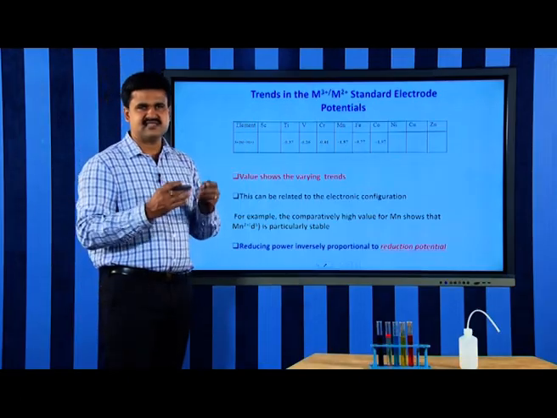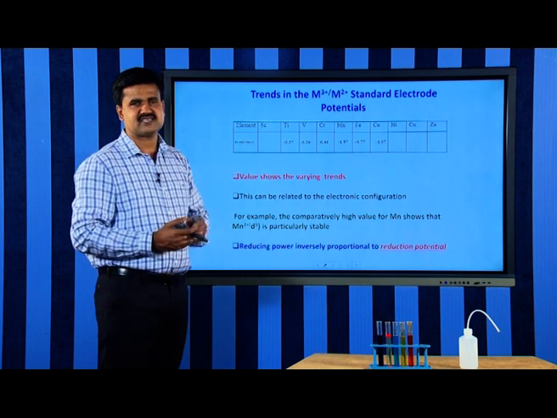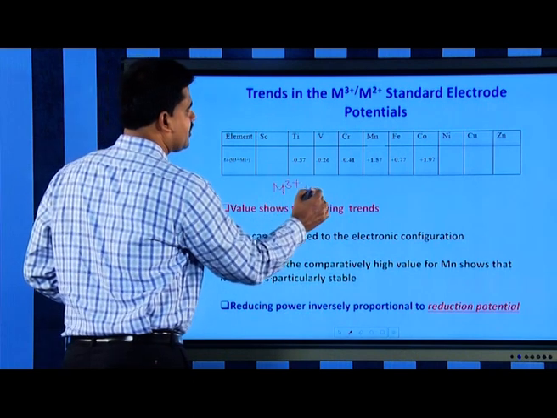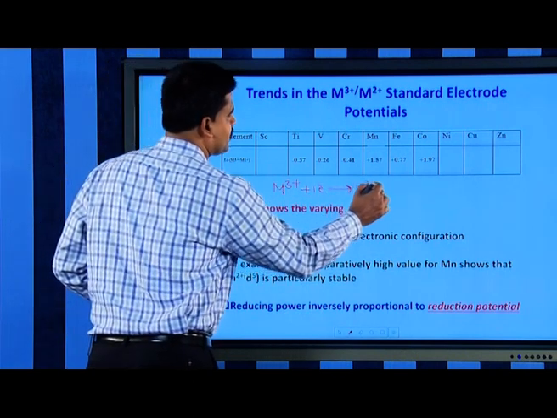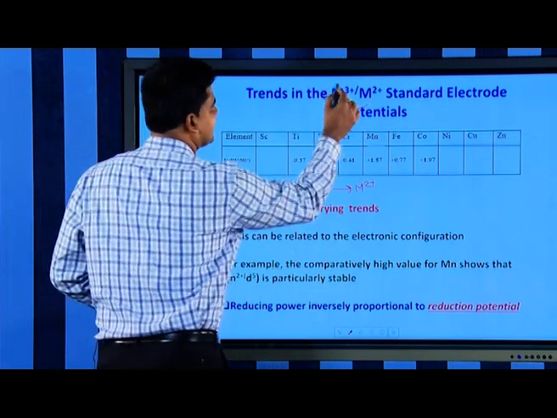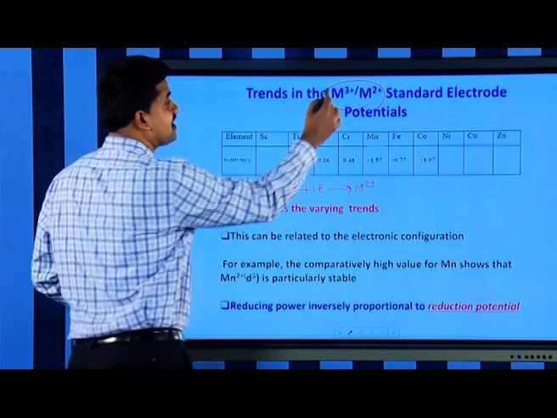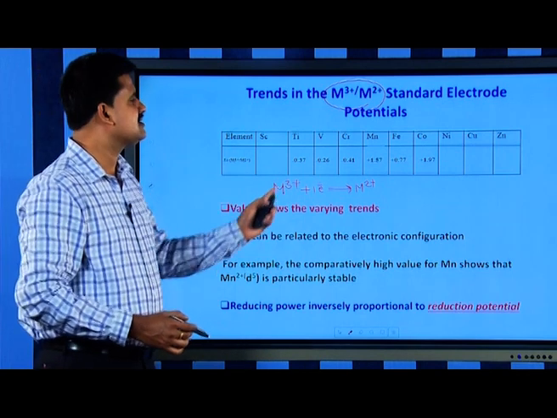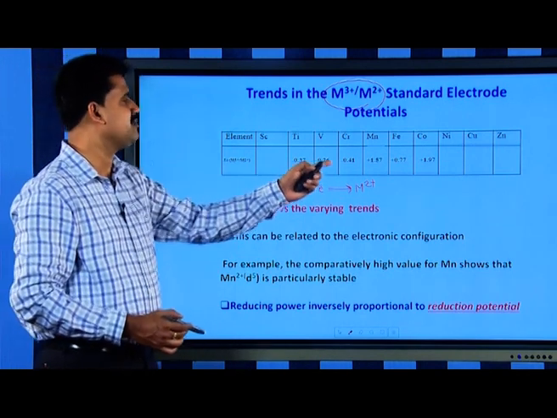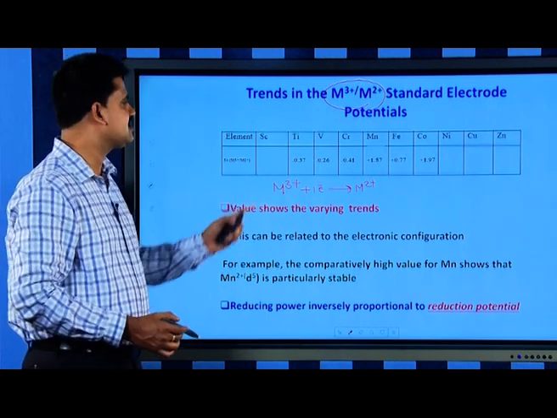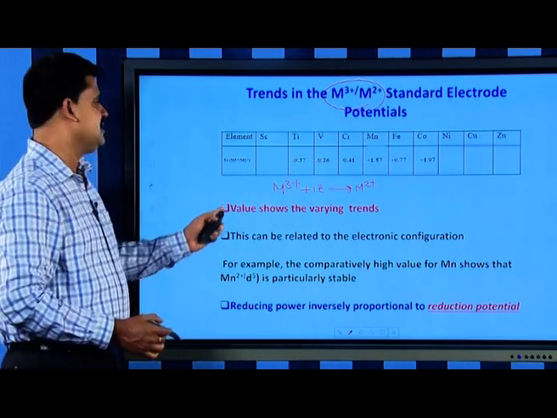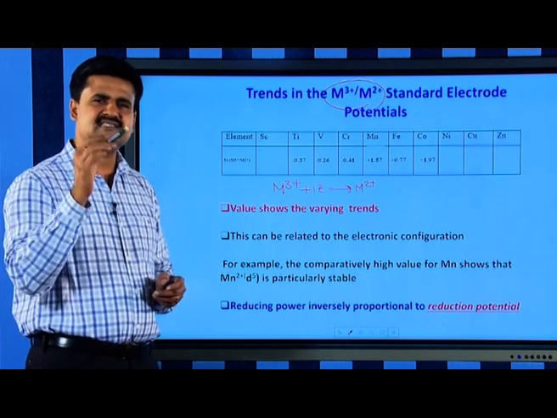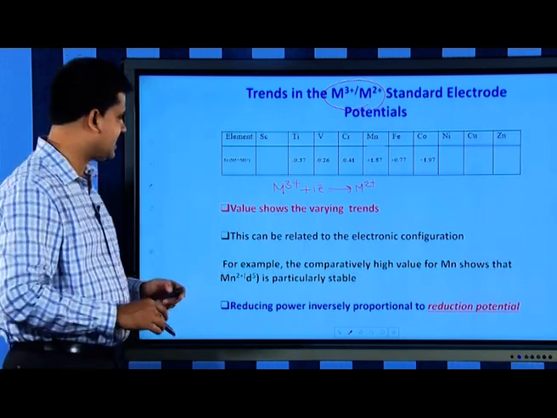This represents the trends in standard reduction potential for the conversion of metal 3+ ion to metal 2+ ion. That is, the trends in reduction potential for the conversion of trivalent cation to divalent cation are shown here, and some elements have positive values of reduction potential, some others have negative values. Yes, the values show some varying trend. This varying trend is definitely attributed to stable electronic arrangement.